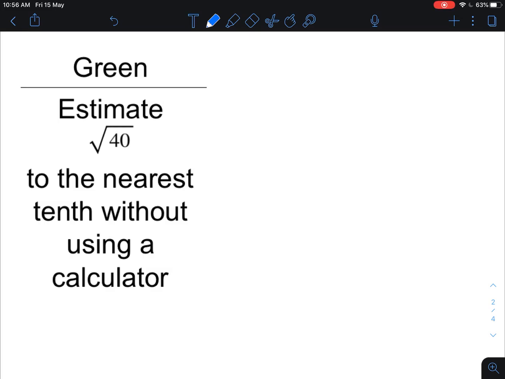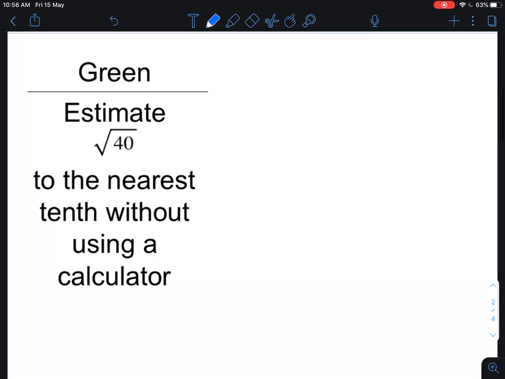All right, in this video, we're going to explain how to do the green problem. Okay, so for this one, we're estimating the square root of 40 to the nearest tenth. Now, I know normally you use a calculator for this, but we do want you to have some number sense. So estimating is a really important skill in mathematics.